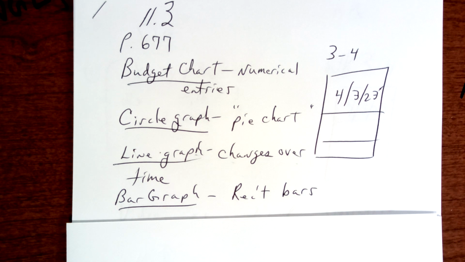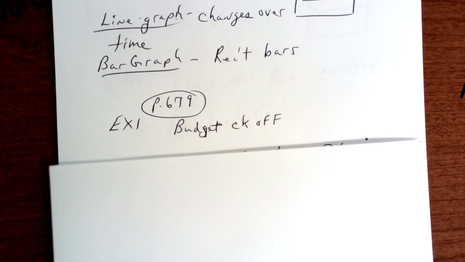Copy this down, please. A budget chart is numerical entries. A circle graph is also called a pie graph. A line graph is changes over time, and a bar graph is rectangular bars. Okay, open up a book to page 679.